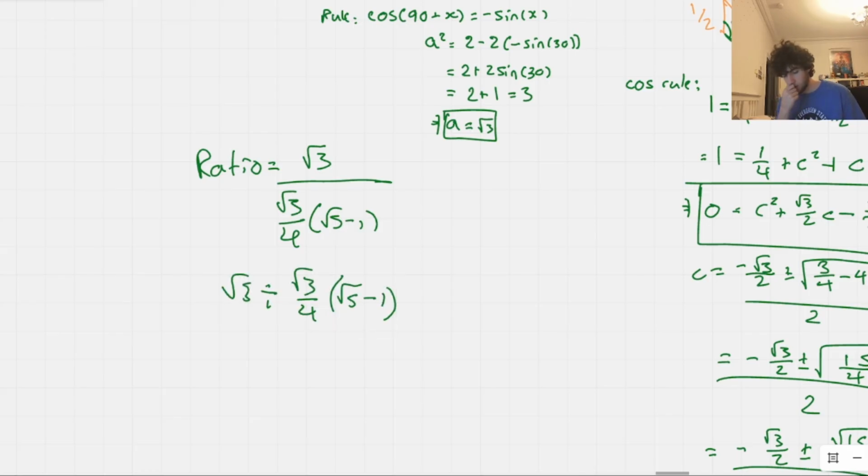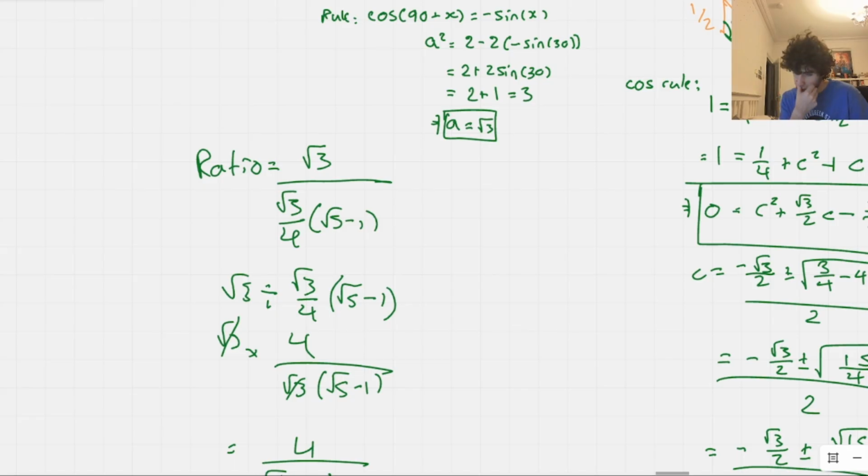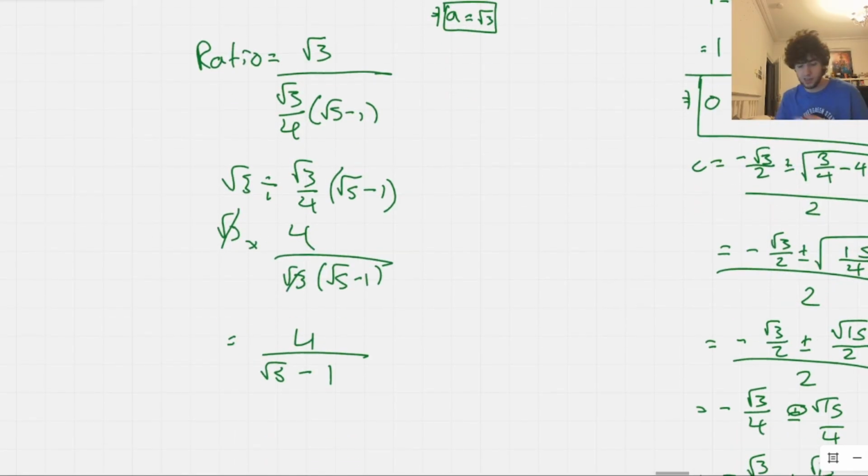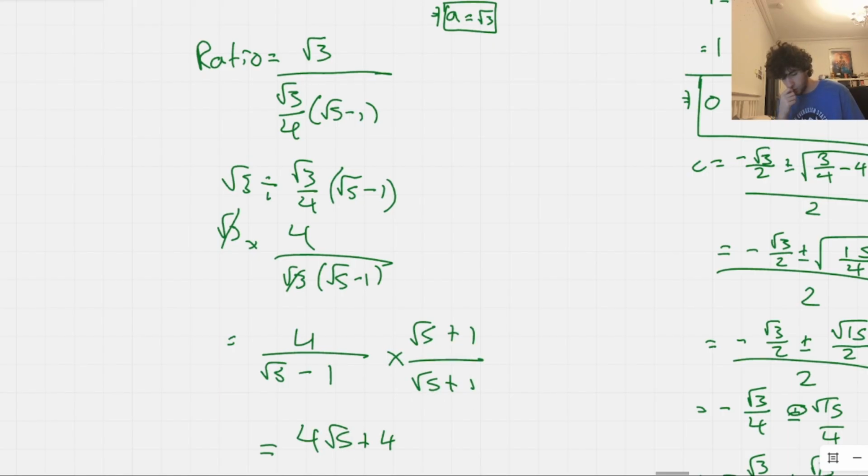So that just inverts on itself. So it's going to be root 3 times 4 over the square root of 3 times the square root of 5 minus 1. So these cancel out, and you just get 4 divided by the square root of 5 minus 1. Okay, so that's the ratio, which I think I'm going to have to rationalize. So I'm going to have to do times root 5 plus 1 divided by root 5 plus 1. That's going to give us 4 root 5 plus 4 divided by 5 minus 1, which is 4.